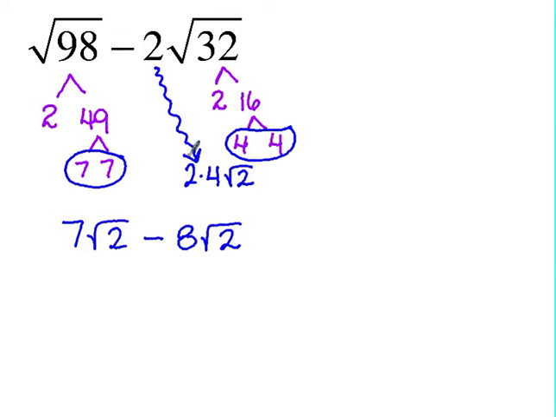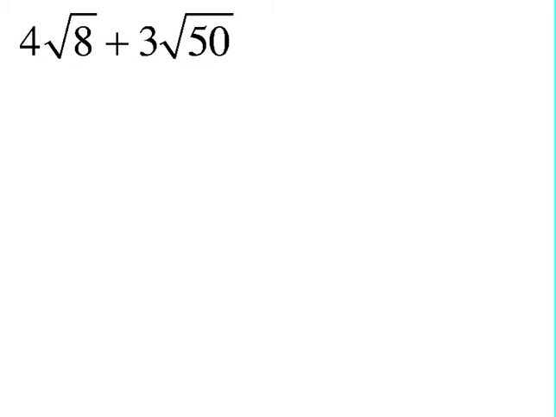So now if I simplify that, what's my final answer going to be? Negative 1 root 2. Oh, right. Because you have 7 minus 8. And that's it. So like I said, it's stuff we've done before. They're just going to be tied together with some addition and subtraction. So let's go ahead and look at this one.